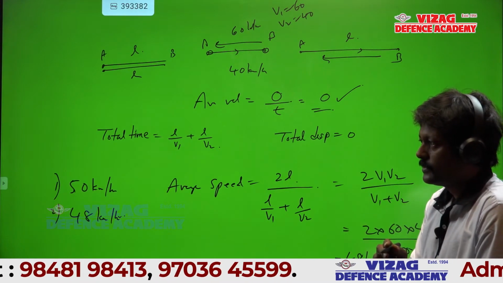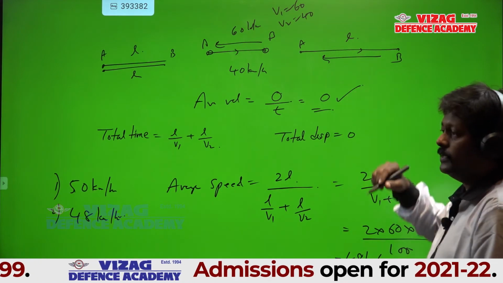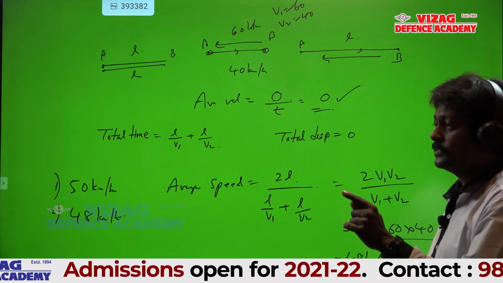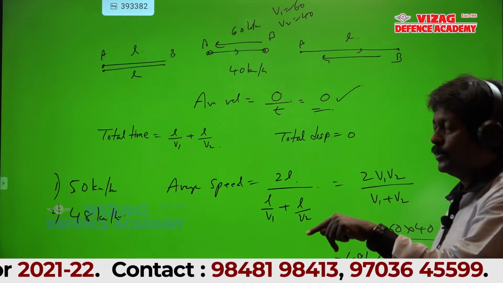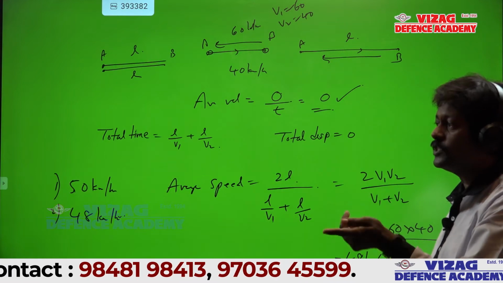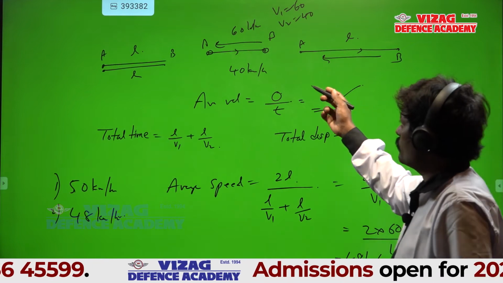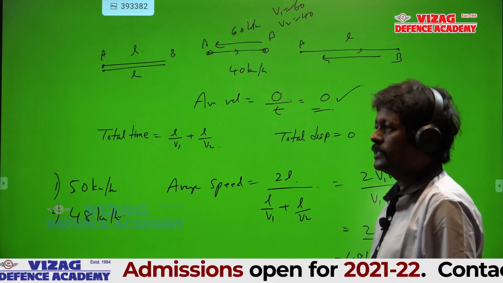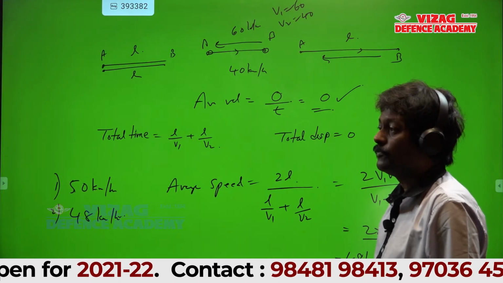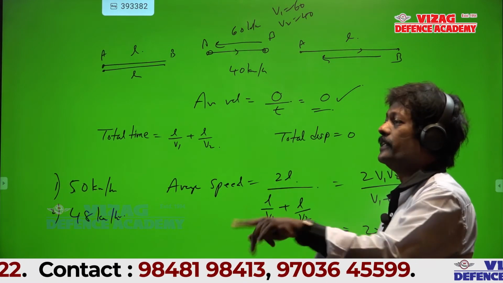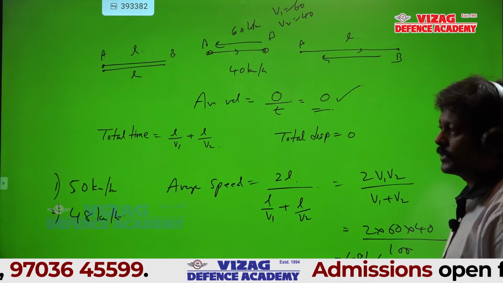But a student asked me the question, why can't it be (60 plus 40) by 2? That is the average of speeds, not average speed. In the exam, if they ask you what is the average of the speeds, what will you answer? 50. What is average speed? 48 kilometers per hour. Very good, very important.